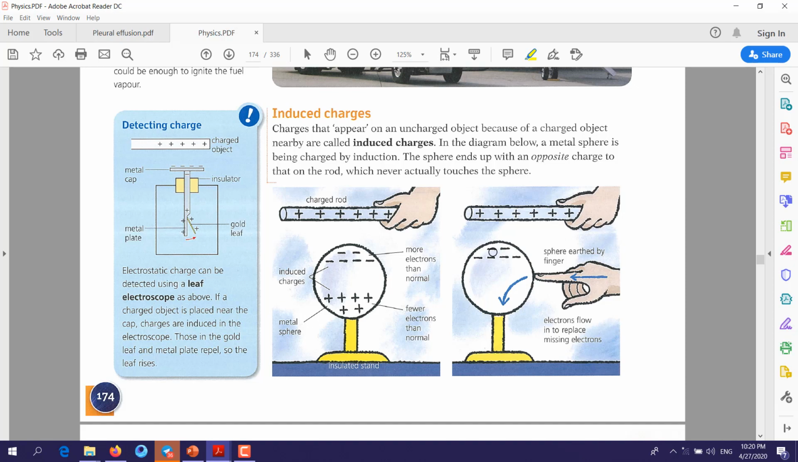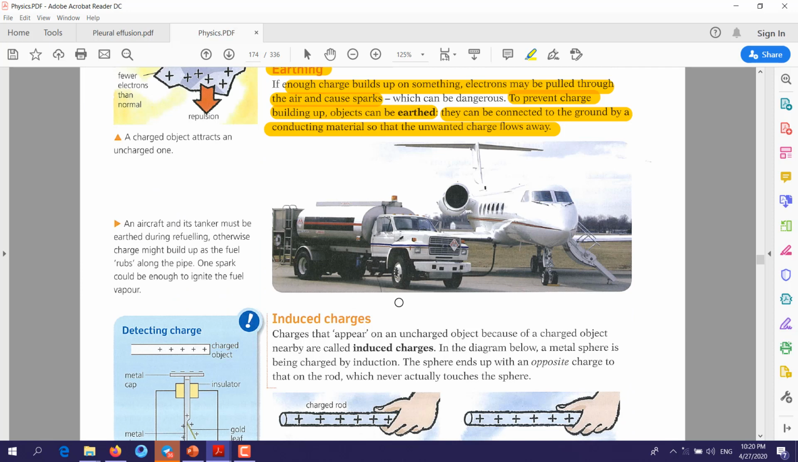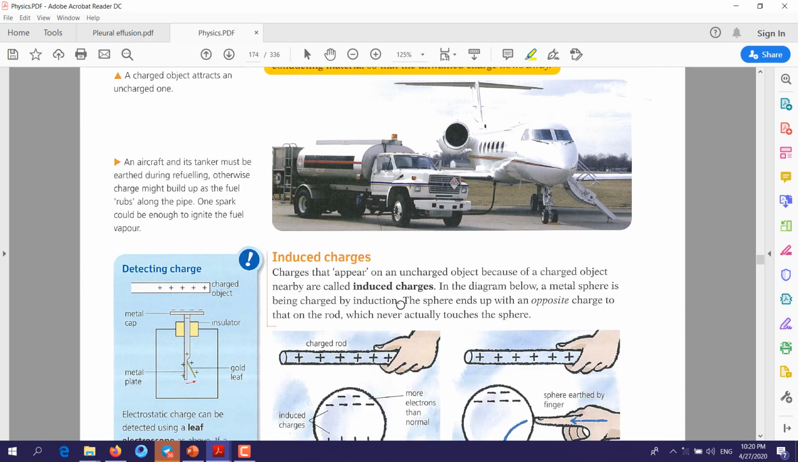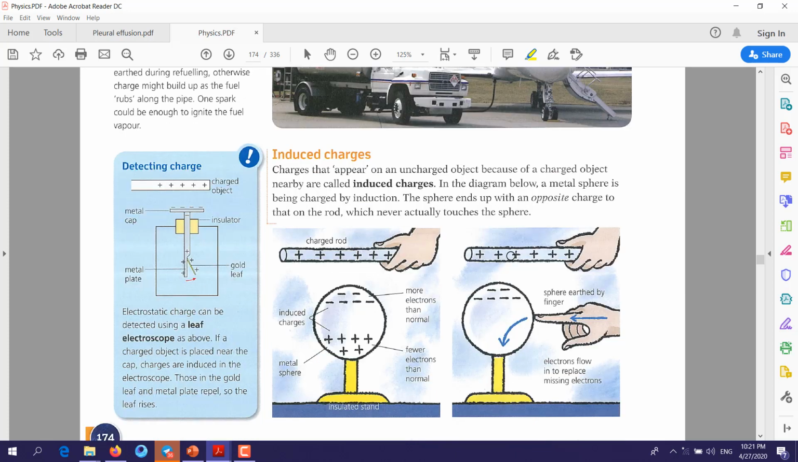How's that? In this example and the previous lesson, when we were talking about rubbing objects together, when you rub objects together, they will get charged. But here, we will make an object charged without touching it. How is that? Without rubbing it. Take a look at this one.